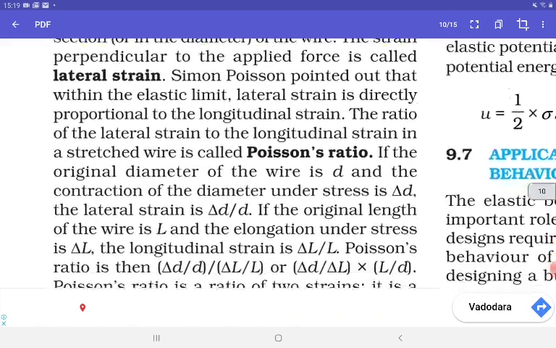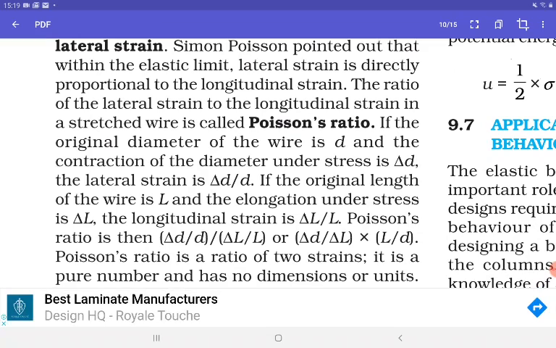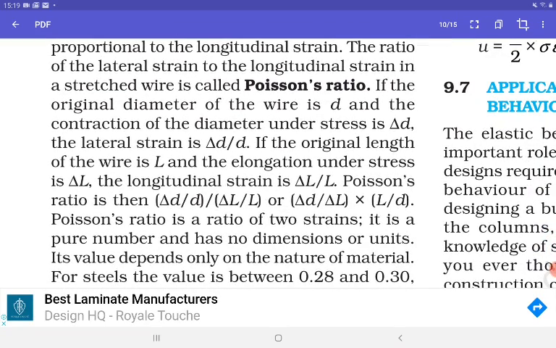If the original diameter of the wire is d and the contraction of the diameter under stress is delta d, the lateral strain is delta d upon d. If the original length of the wire is L and elongation under stress is delta L, the longitudinal strain is delta L upon L. Poisson's ratio is then delta d upon d divided by delta L upon L, or delta d upon delta L into L upon d.